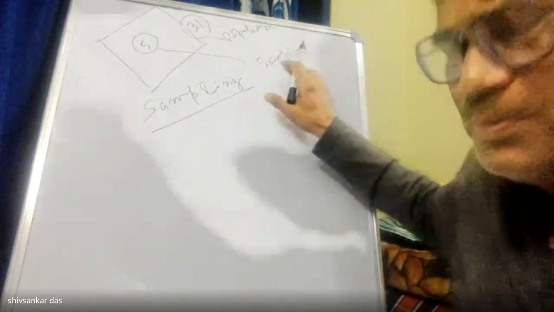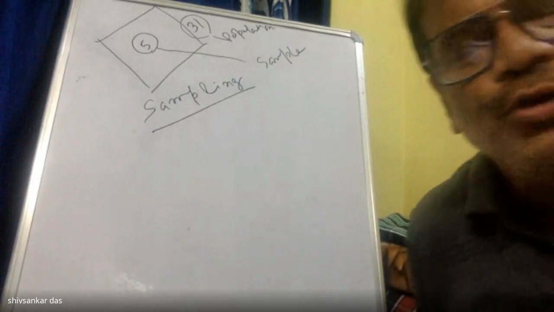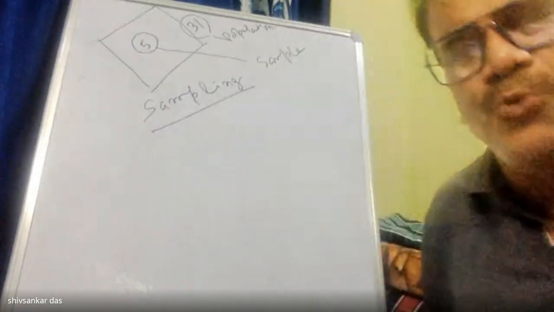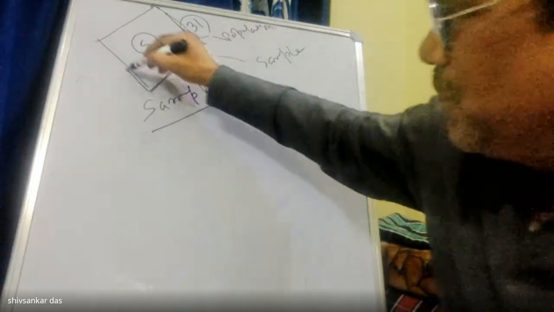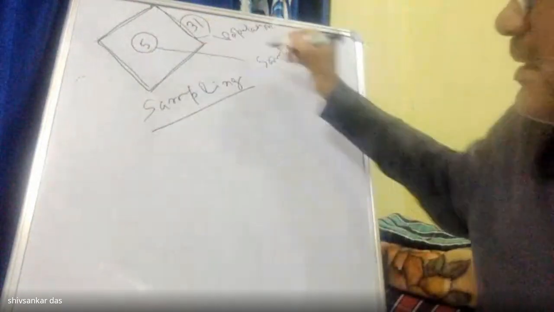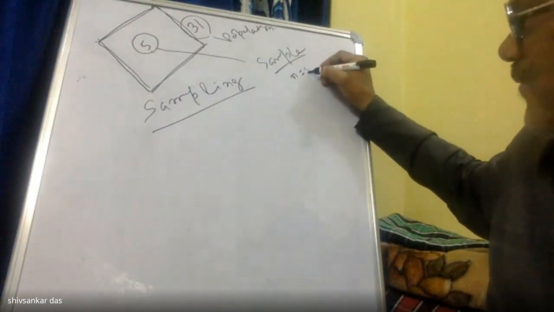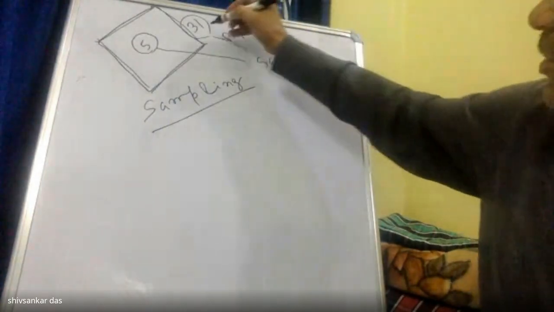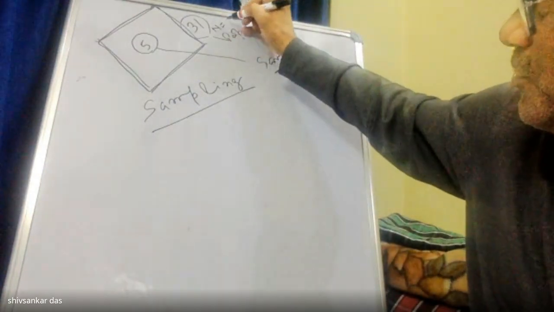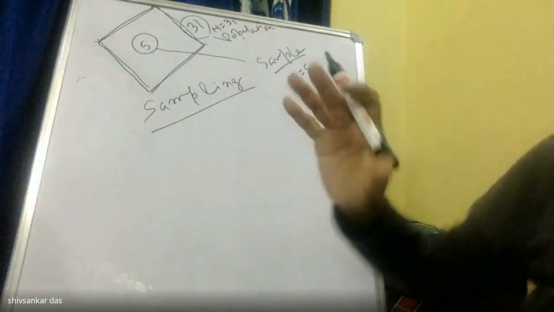So the strength of the sample, should it be more than the population? Yes or no? No, sir. Correct. No, because this population is 31 and I am taking a sample of 5 out of this 31. So the sample size shall be, let us say, n is equal to 5, where N is the population, N is equal to 31. This is an example.